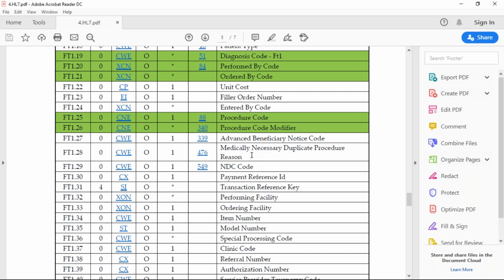Let us say there is a procedure that has been performed on the index finger, for a fracture. A procedure has been performed on an index finger for a fracture.